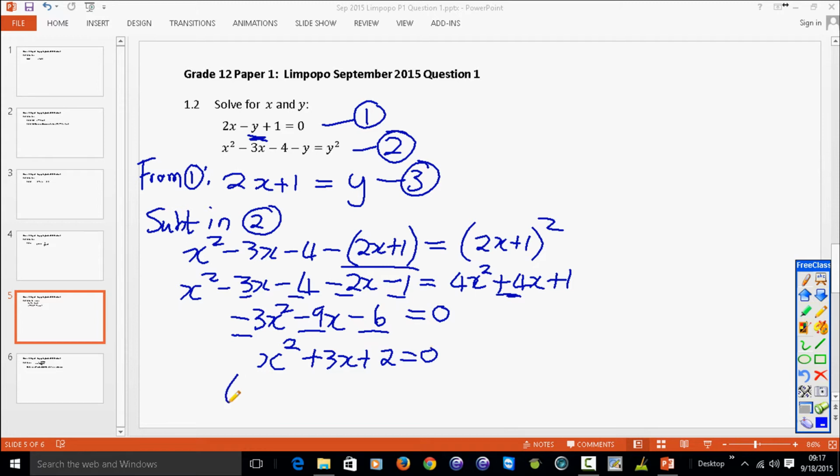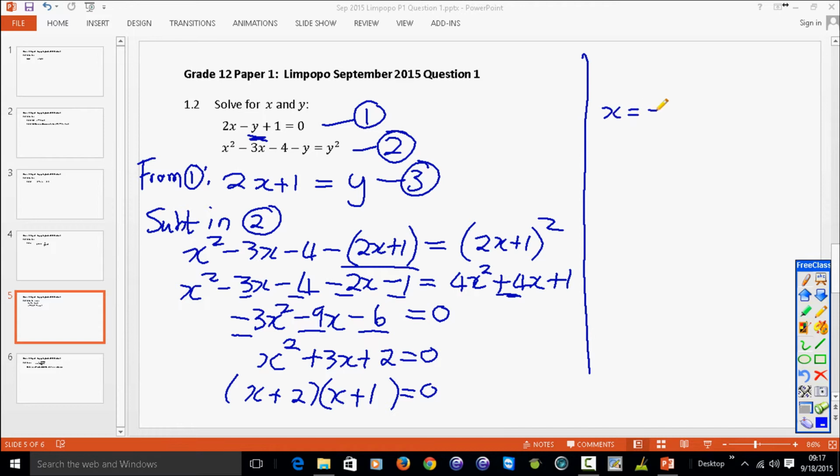And it can easily be factorized. x plus 2, everything is plus, x plus 1. And from that, we get x is equal to negative 2 or x is equal to negative 1.